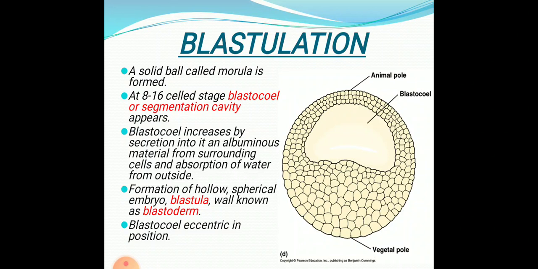This blastocele is not exactly at the center, hence it is called eccentric, because you are seeing in the diagram that it is not exactly at the center. There are 3 parts you are seeing here: animal pole, vegetal pole, and the blastocele. It is not at the central position, hence it is eccentric.